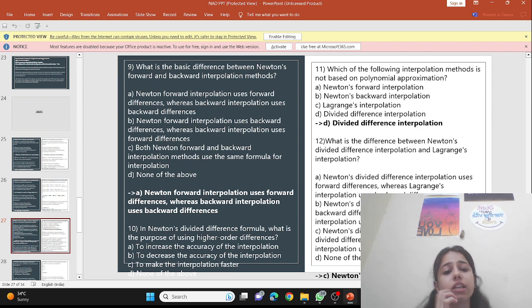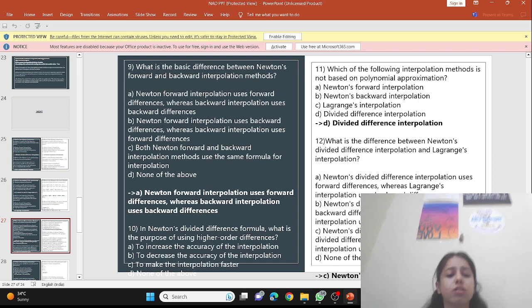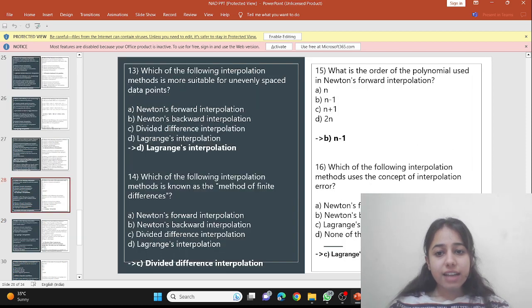Now here we have to see the difference between the Newton divided and Lagrange's interpolation. First option is Newton's divided difference interpolation uses forward difference, whereas Lagrange's interpolation uses backward difference. B. Newton divided difference interpolation uses backward difference, whereas Lagrange's interpolation uses forward difference. C. Newton's divided difference interpolation uses divided difference, whereas Lagrange's interpolation uses polynomial interpolation. I think this is the correct option, Lagrange's interpolation, as it is more suitable for unevenly spaced data points.